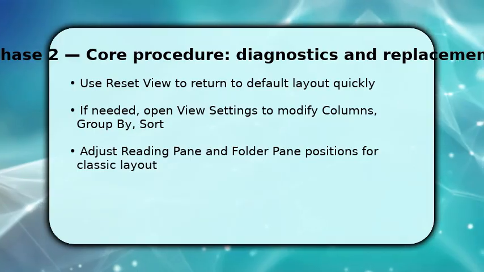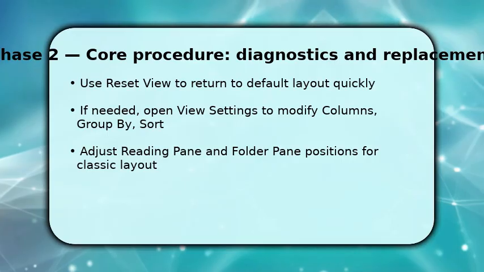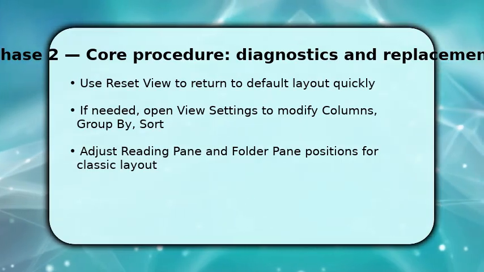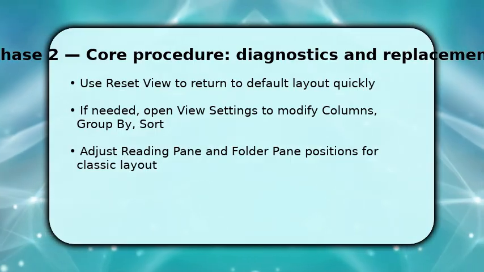Also check Reading Pane and Folder Pane under View. Set Reading Pane to Right or Off and Folder Pane to Normal for the classic look. These adjustments control how messages and folders display and restore familiar navigation.